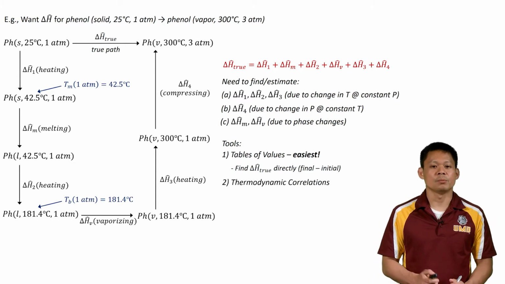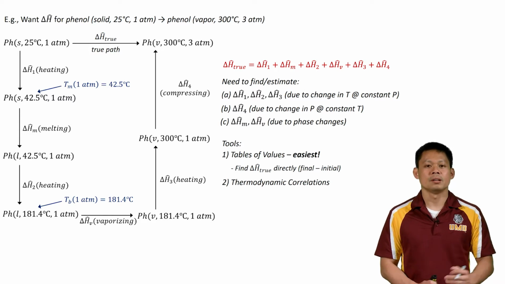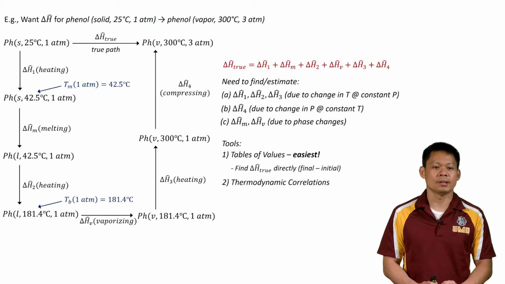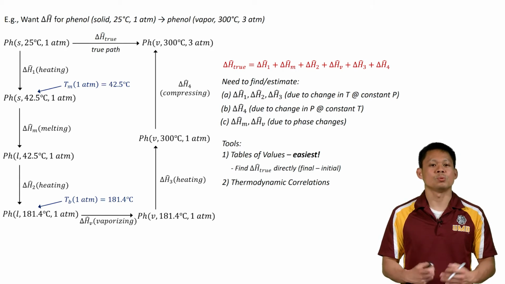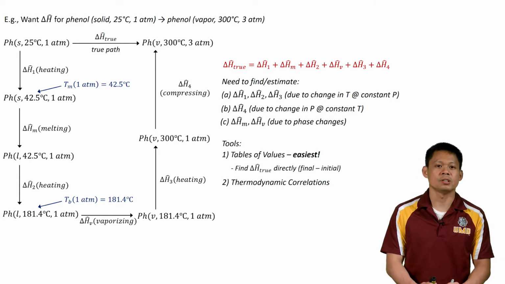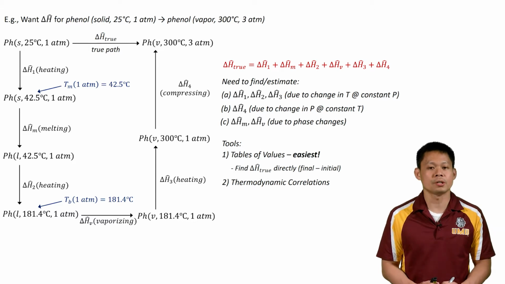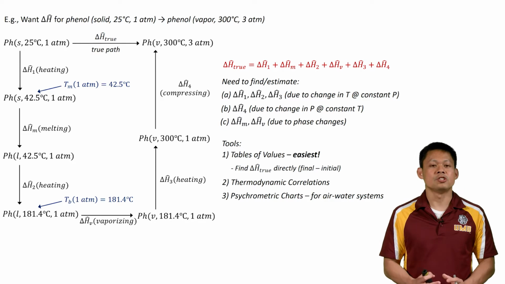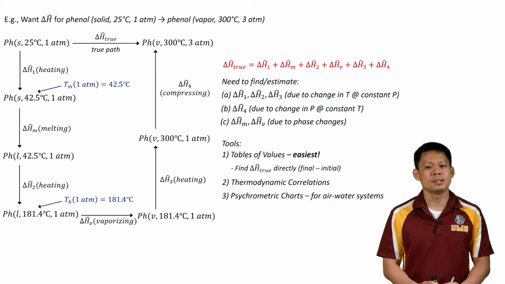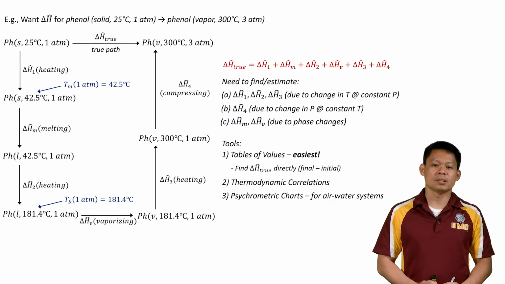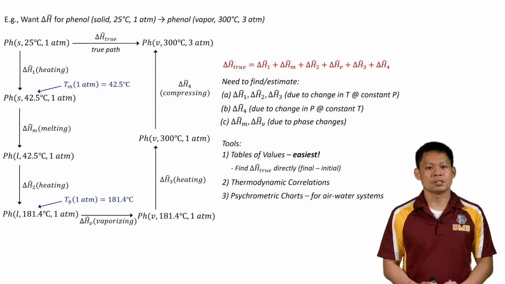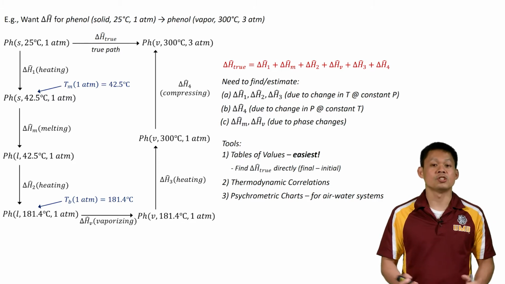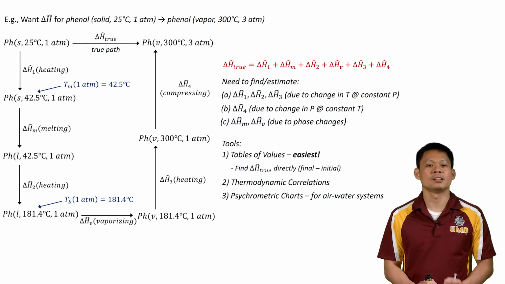If you don't have that, we're going to go to what we call thermodynamic correlations, where we are going to use some equations to calculate or estimate how enthalpy changes if we change temperature or we change pressure. And lastly, we're going to cover psychrometric charts. This is not simply just for looking up specific enthalpies, but this is specific for air-water systems, so they are humidity charts, and from there we can look up more than just enthalpies, but we'll use the enthalpy values in our material balance questions.